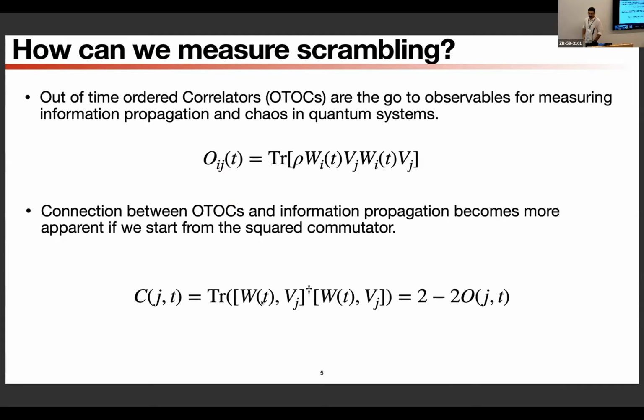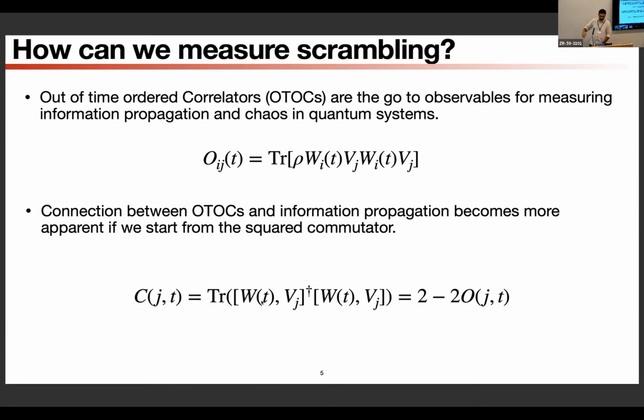So how can you measure scrambling? The go-to observables for measuring scrambling and information propagation are these observables called out-of-time order correlators. And as is evident from its name, the difference between this and a regular correlator is that these are ordered in an out-of-time fashion, where in a regular correlator, you would have the time-dependent terms in the beginning and the time-independent ones later. And here, the time-independent ones are interlaid within time-dependent operators.